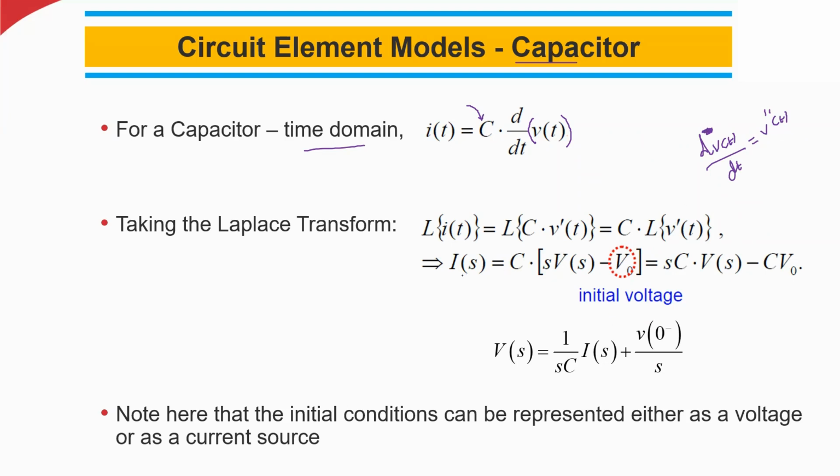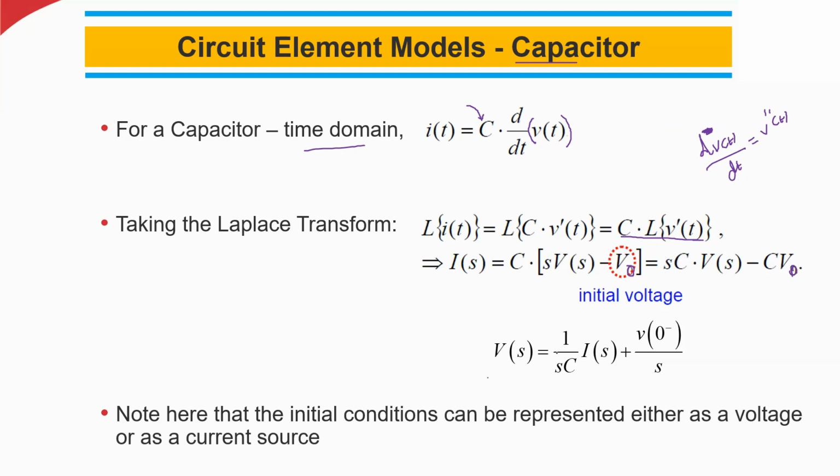Now if we take the Laplace transform, then what will happen? This i(t) will become capital I(s) is equal to this equation. So C times s times V(s) minus V0, that is the initial voltage across the capacitor. If we simplify, it will be sC times V(s) minus C times V0. So V0 is always representing the initial voltage. If you simplify it further, it will be like this.